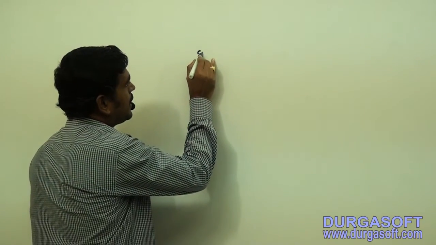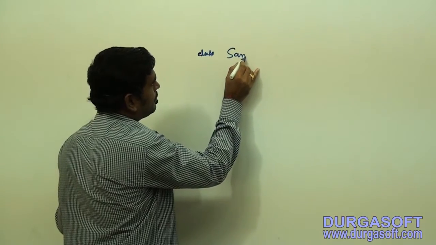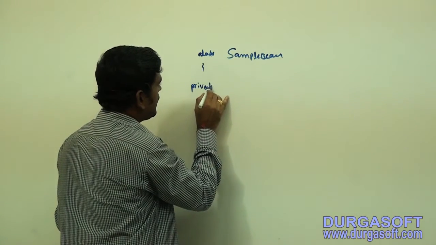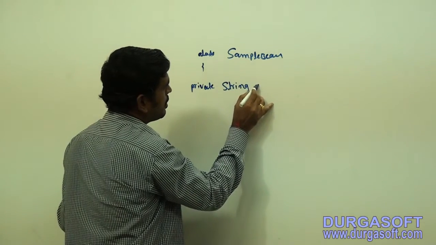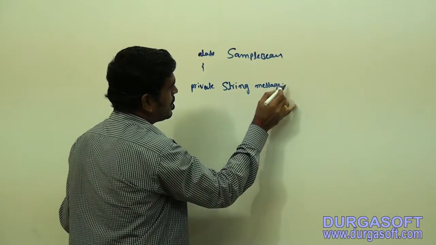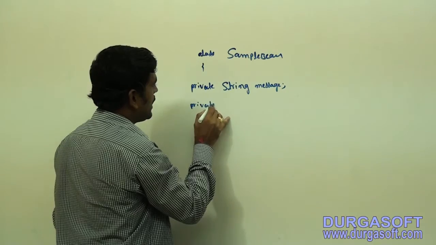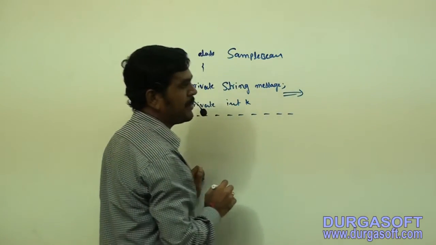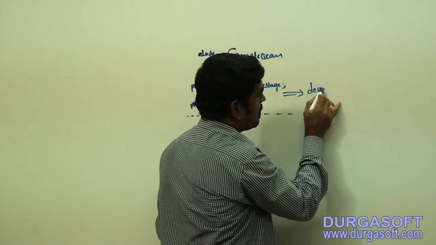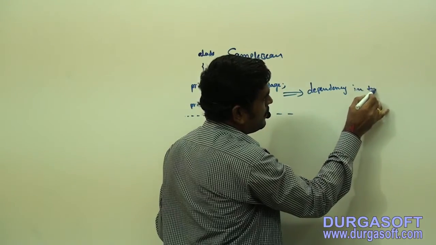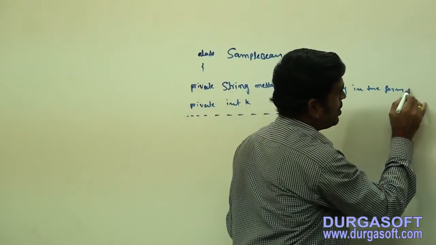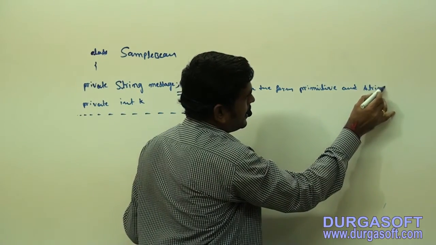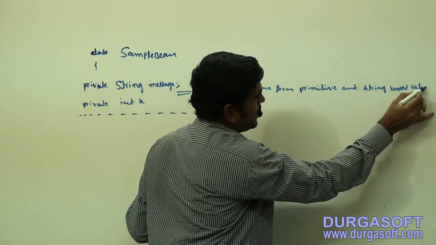See, for example, here I am taking the class SampleBean. Under that, private String message. Then next, private int k. This is what? Dependency in the form of primitive and string based values.